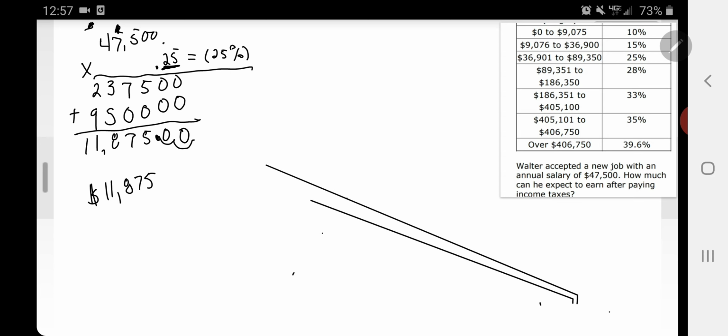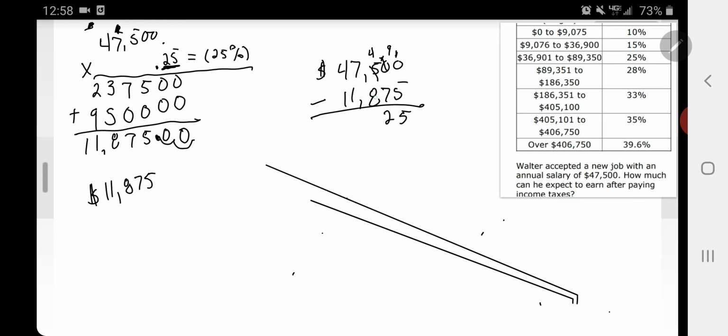Well, once again, it asks for how much can he expect to earn after paying taxes. So now when you take his total amount that he earned, $47,500, and subtract out the $11,875 he'll be paying in taxes. So of course you can't take 0 minus 5, so we need to borrow. We need to go all the way to the hundreds place. Borrow from him. So 10 minus 5 is 5. 9 minus 7 is 2.